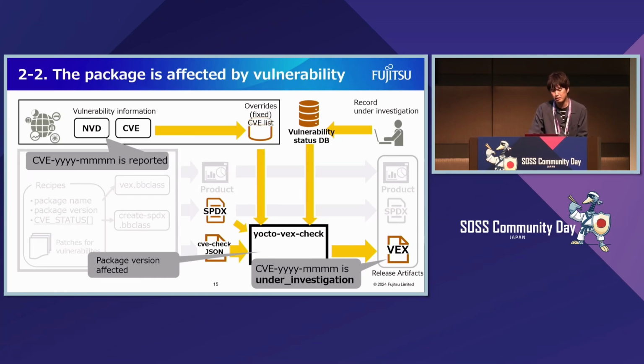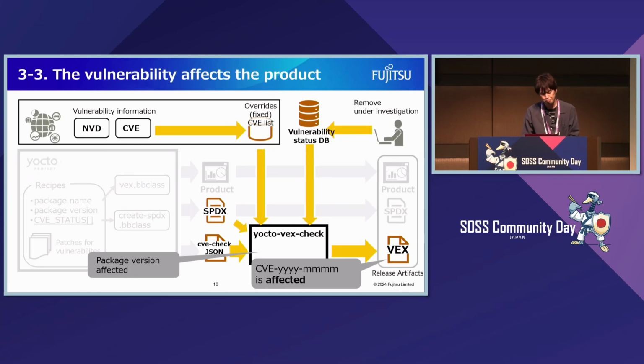A new vulnerability has come out, and NVD said that the OSS package used in the product has the vulnerability. Therefore, the supplier registers the vulnerability status as under investigation in the vulnerability status DB. Then they run Yocto VEX check and release a new VEX. Let's move on to the next step.